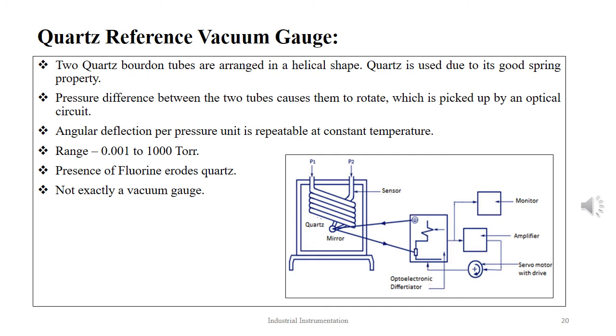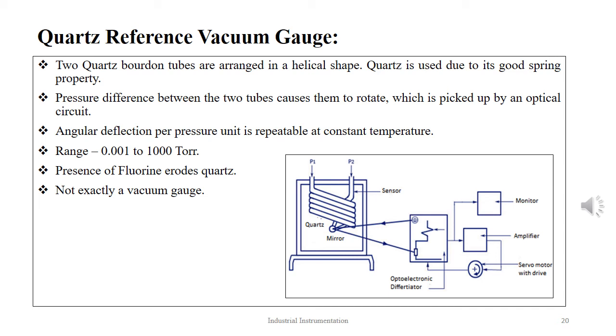The quartz reference vacuum gauge has two Bourdon tubes in the form of a helix. The pressure measurement range is 0.001 to 1000 torr. When the pressure difference between the two tubes is experienced, the device starts rotating. The deflection due to the rotation is picked up using an optical circuit. This electronic signal is further amplified and then the output is annulled using a servo control system. The corresponding output is displayed by analog techniques or counted digitally, which can be directly in pressure units.